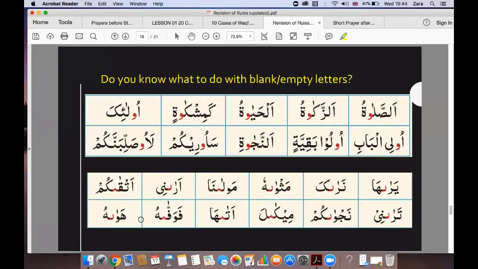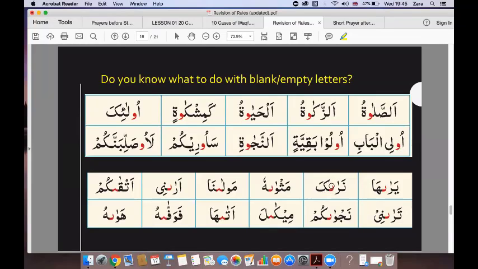So hopefully that's understood. Just to explain over here, I probably should have said it at the start, but this over here is essentially a blank or an empty ya. You can see that just part of it is there, the dots are missing. So exactly the same as with the blank waw, also over here.